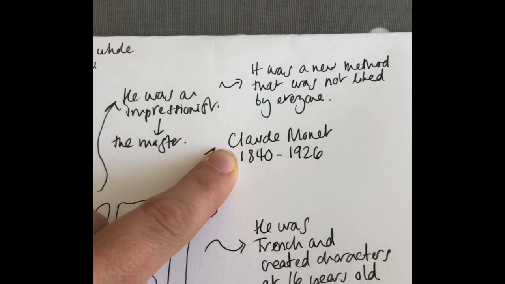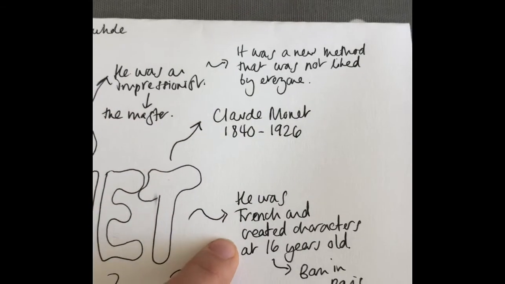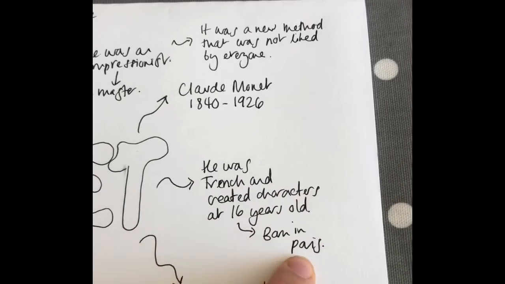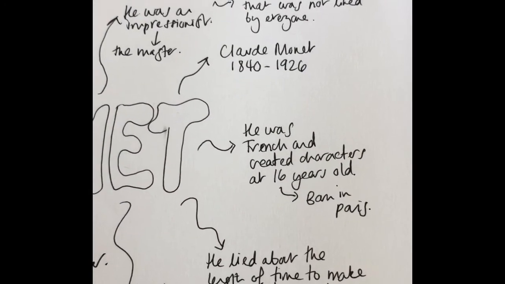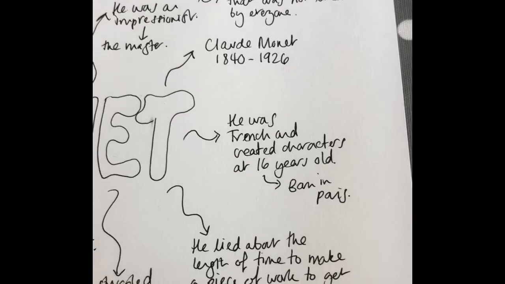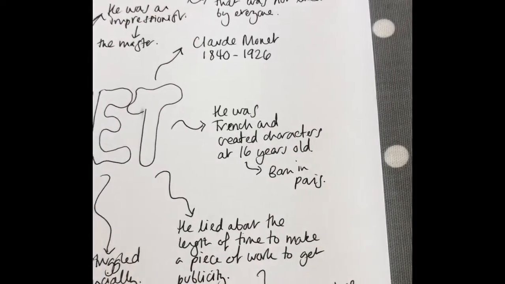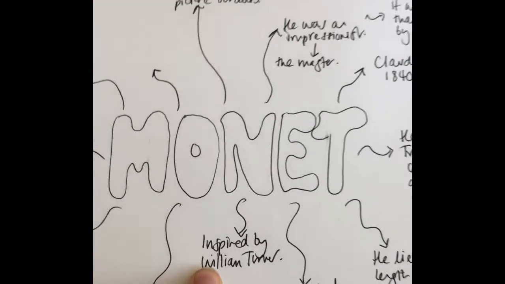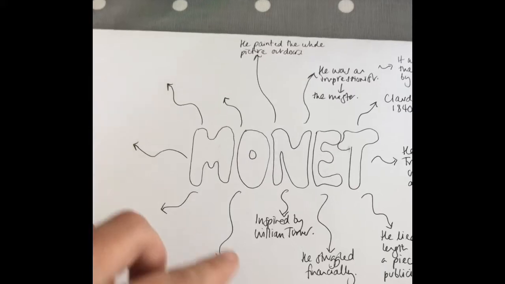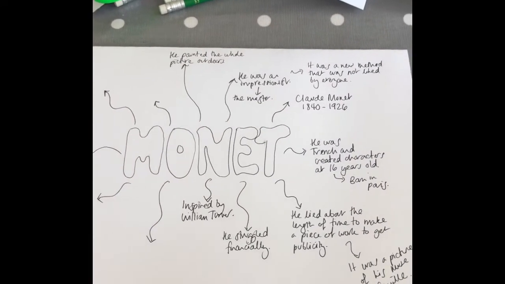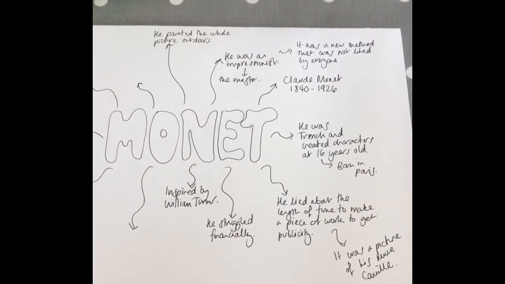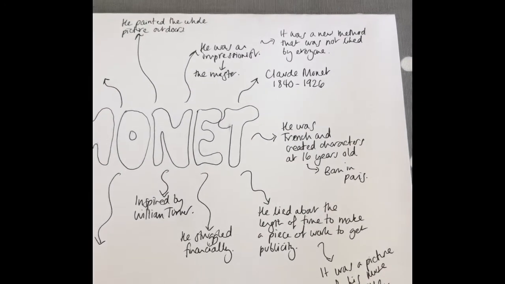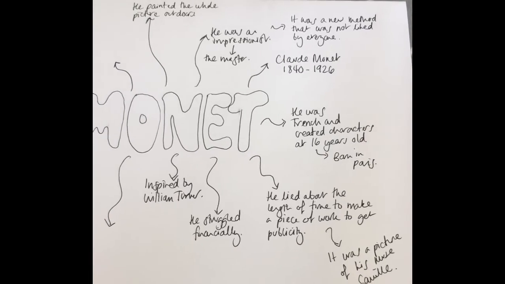He was born in 1840 and died in 1926. He was French and created characters at 16 years old. Again, extra arrow here, born in Paris. He lied about the length of time to make a piece of work to get publicity. And then extra arrow here, it was a picture of his muse Camille. He struggled financially, and he was also inspired by William Turner. Now, as I've talked about, I have not done the other half because I want you to add in those facts yourselves. It's really important, like I keep saying, to show me your knowledge, your creativity, what you've thought of, what you have found interesting to add onto your map.